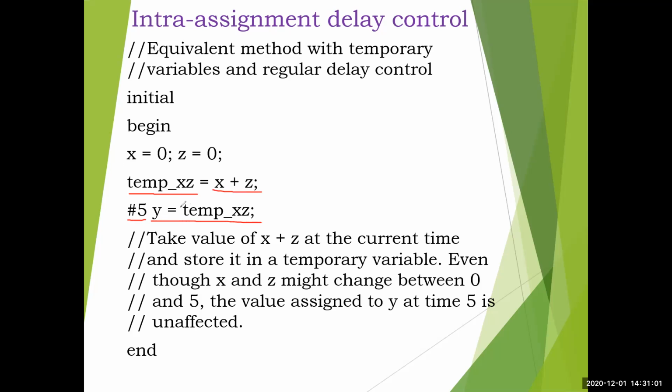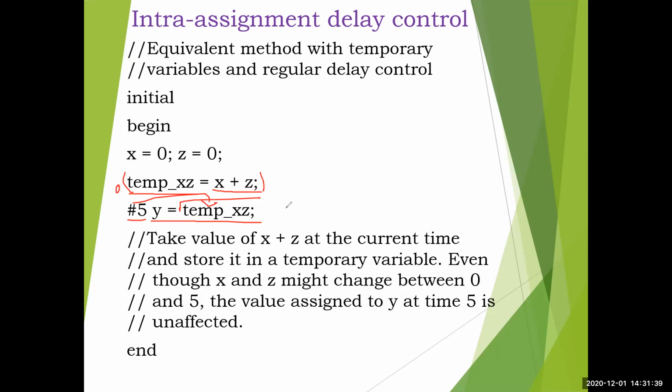Okay. So if it is written without this statement, straight away if it is written x plus z here, then even the x plus z computation will also happen at the 5 time units, and the assignment also happens after that. But now because of this, what will happen? At 0 time instant, temp_xz will have the value of x plus z, and it will be computed at that time, but the assignment will happen at 5 time units, which is the same as the intra-assignment delay, by just writing the 5 after the equal to operator here.